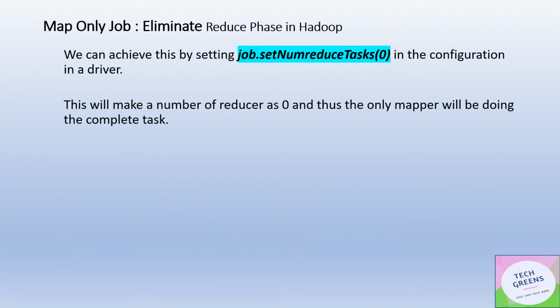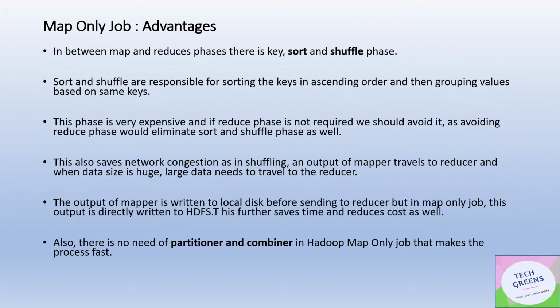So to eliminate the reduce phase in Hadoop, we can set the configuration job.setNumReduceTasks to 0 in the configuration in the driver. This will make sure that there is no reducer as the number of reducers is 0. And in that case, whatever activity would be done in the MapReduce job would be done at the mapper side itself. So guys, let's try to see what are the advantages we are getting in MapReduce map only jobs.